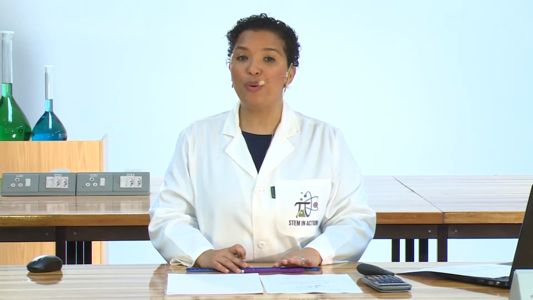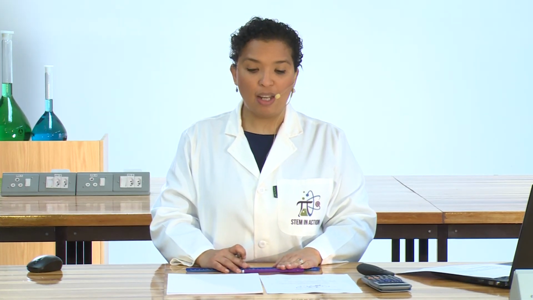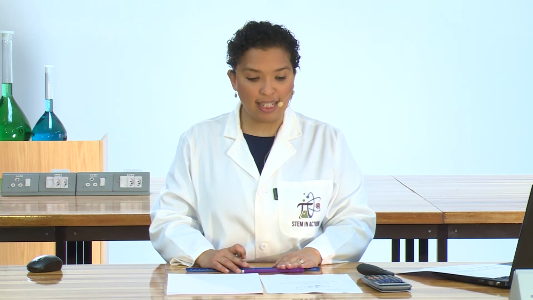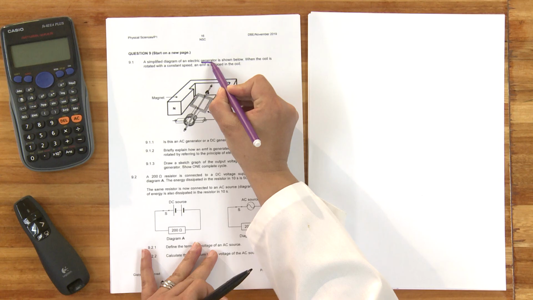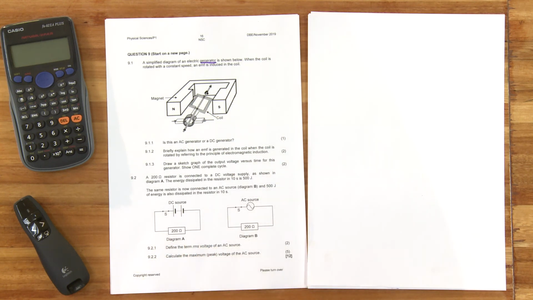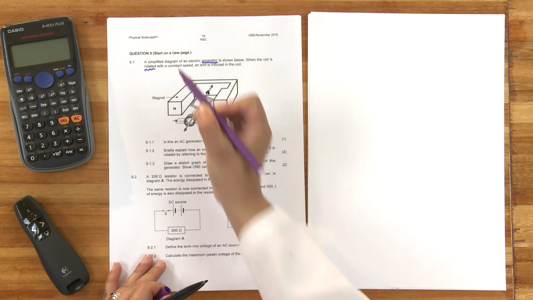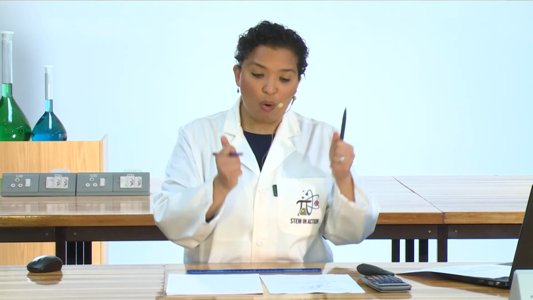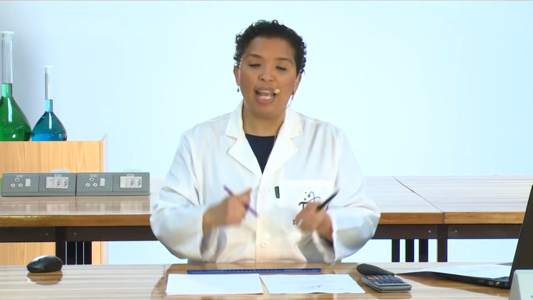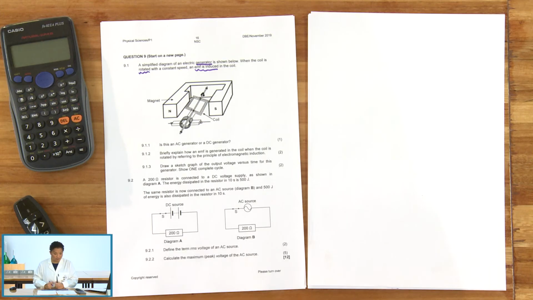So let's work through the application section. We will look at paper 1, November 2019, question 9.1. So it reads, a simplified diagram of an electric generator. So now we know we're looking at our generator section of electrodynamics, is shown below. When the coil is rotated, that's also another sign that we're dealing with a generator, and EMF is induced. Remember those criteria that we spoke about? We need a coil to rotate in a magnetic field, and we know that an EMF will be induced.